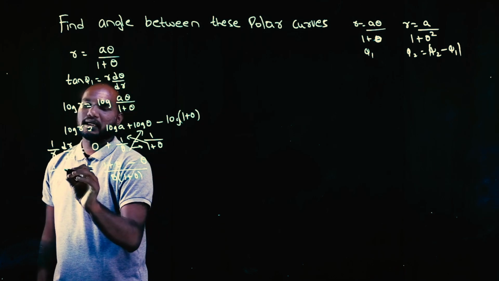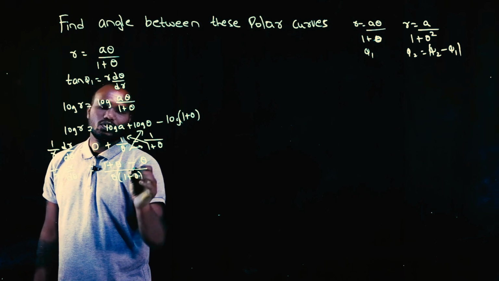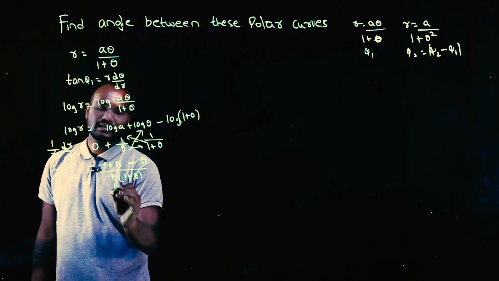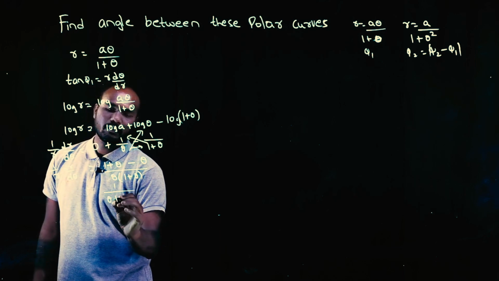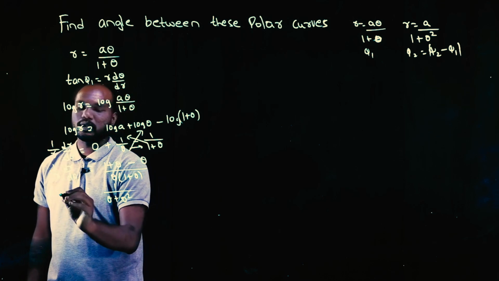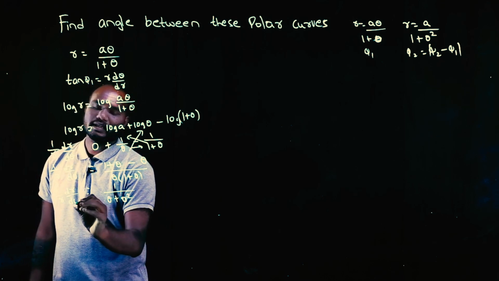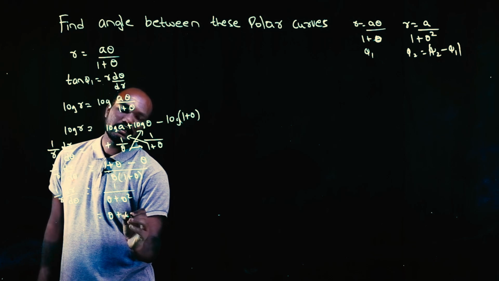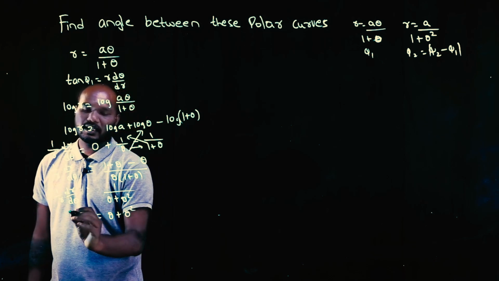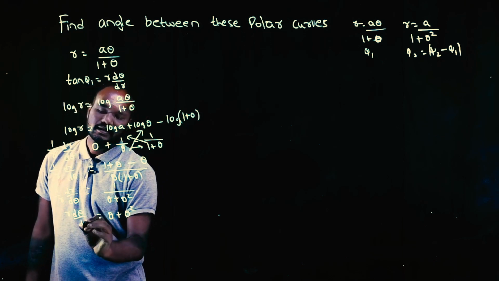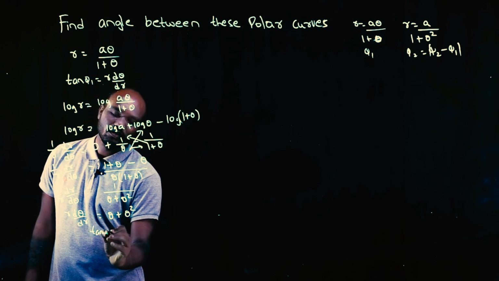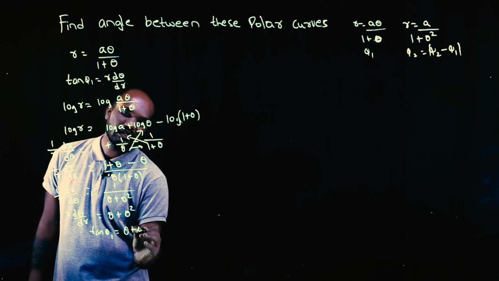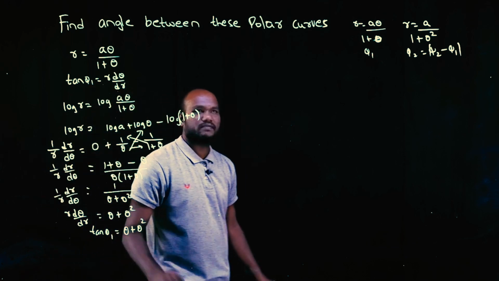This is 1 by r dr by d theta. So this theta gets cancelled. 1 upon theta plus theta square is 1 by r dr by d theta. If I flip it, theta plus theta square is r into d theta by dr. This is the tan phi 1 value: theta plus theta square.